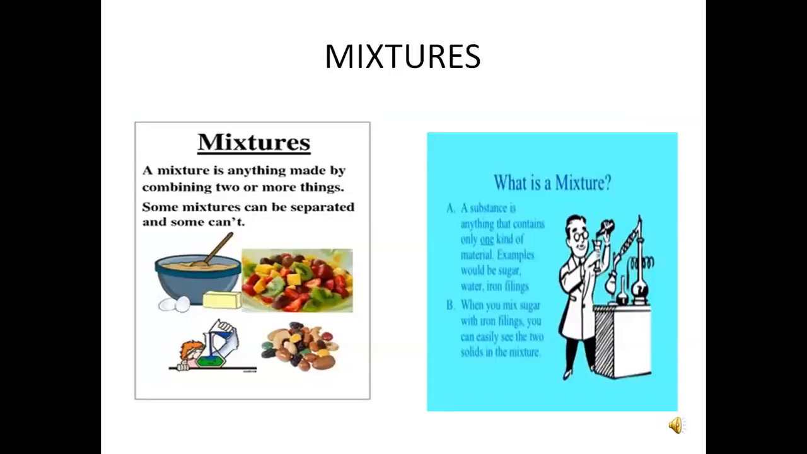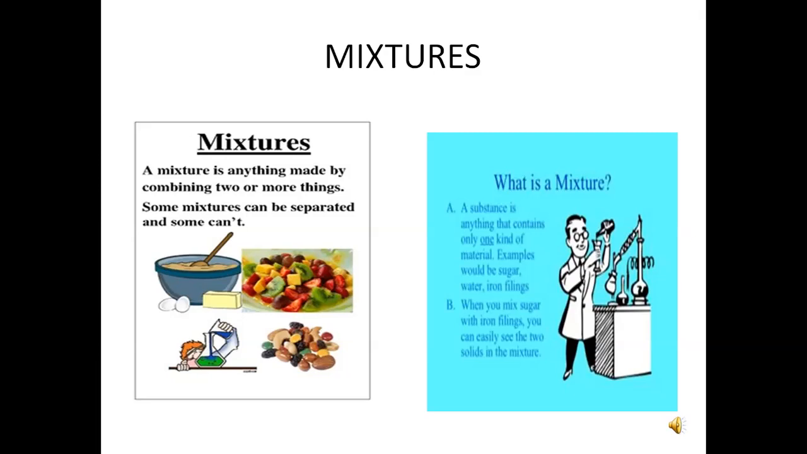Next, mixtures. A mixture is a physical combination of two or more substances. A mixture is anything made by combining two or more things, and some mixtures can be separated and some cannot be separated. A substance is anything that contains only one kind of material, for example sugar, water, iron filings. And when you mix sugar with iron filings, you can easily see the two solids in the mixture.